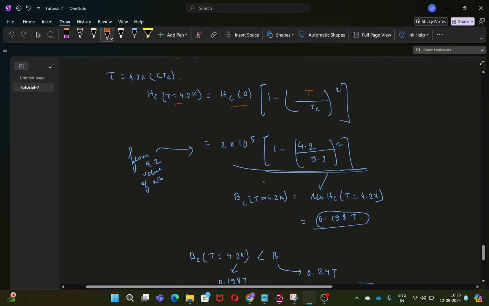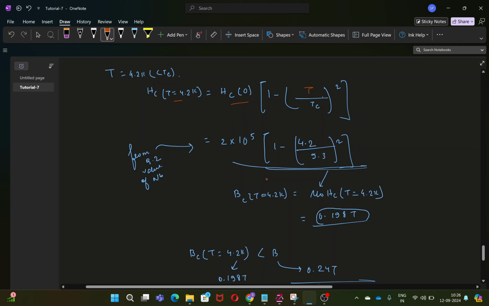And from question number 2, you can directly use the rough approximate value of Hc0, because the material is the same, niobium, for both question number 2 and 4. So we have taken the value of the critical magnetic field at 0 temperature from question number 2. This is 2 into 10 to the power 5 ampere per meter. Then instead of T, we have placed 4.2 Kelvin, which is the liquid helium temperature where the niobium is immersed. And Tc is given as 9.3 Kelvin.